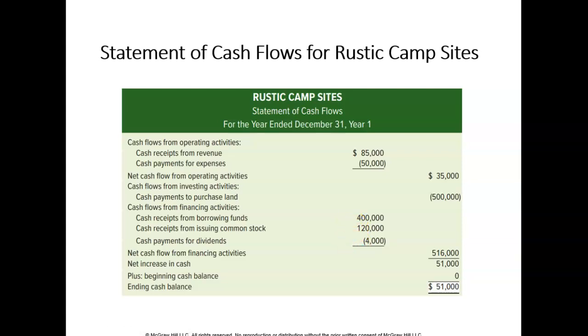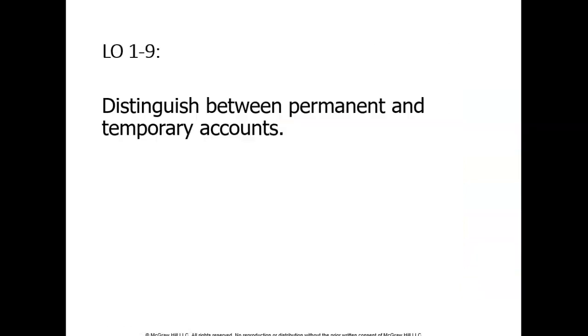So overall, from financing, our cash account increased by $516,000. When I combine these three all together, overall, my cash increased by $51,000. My beginning cash balance was zero, so $51,000 represents the ending cash balance. That's the same amount also shown on your balance sheet.